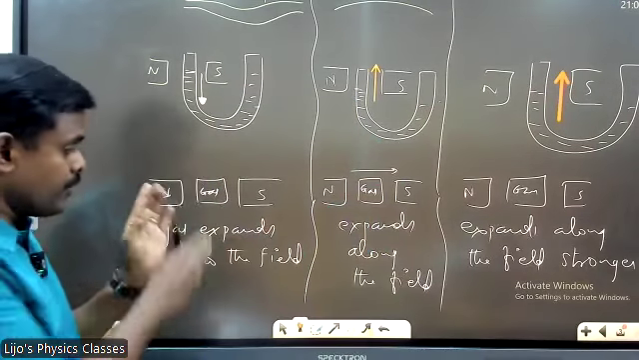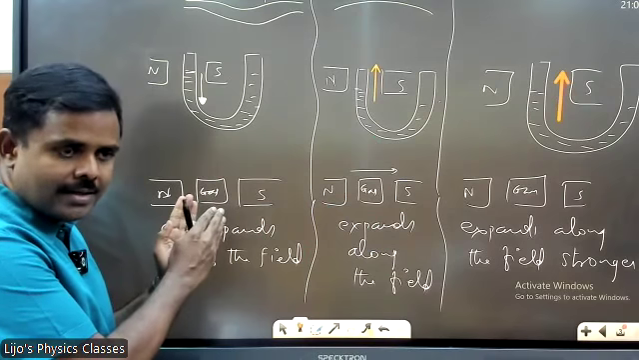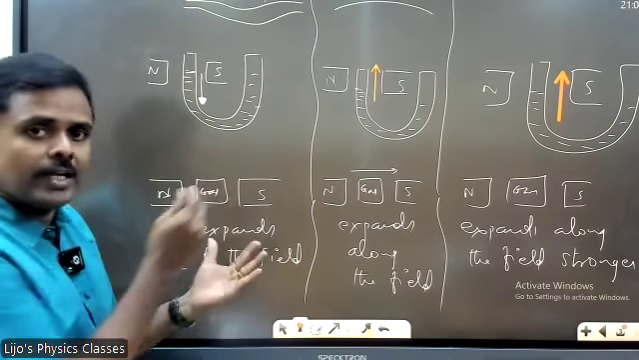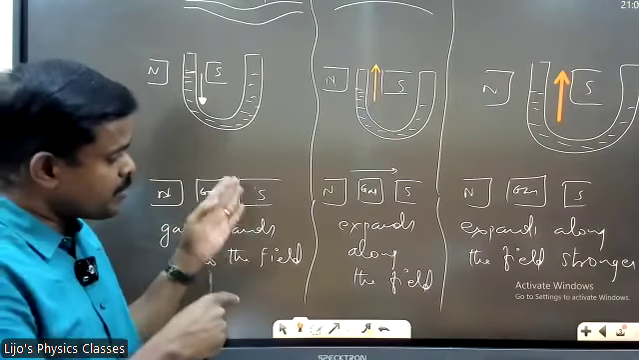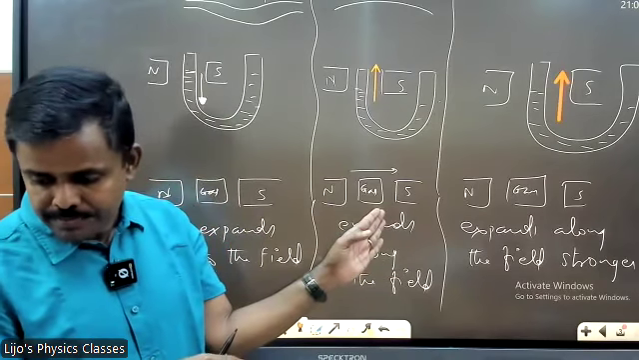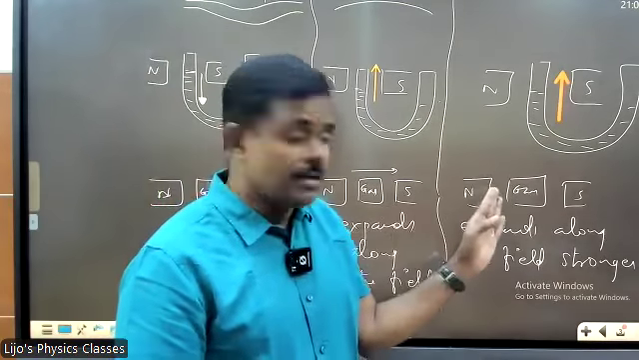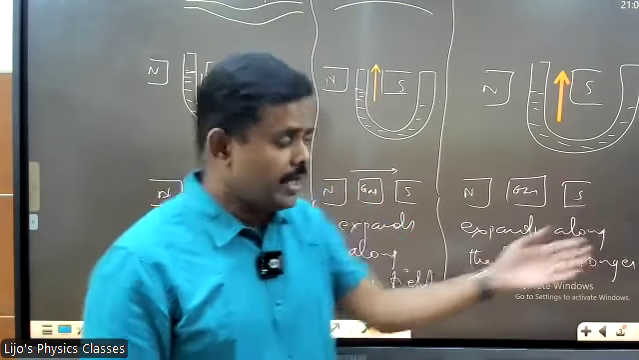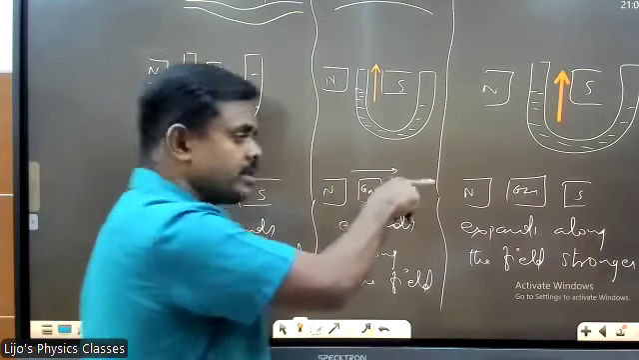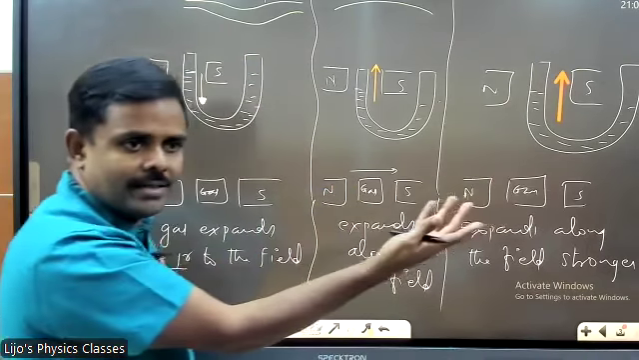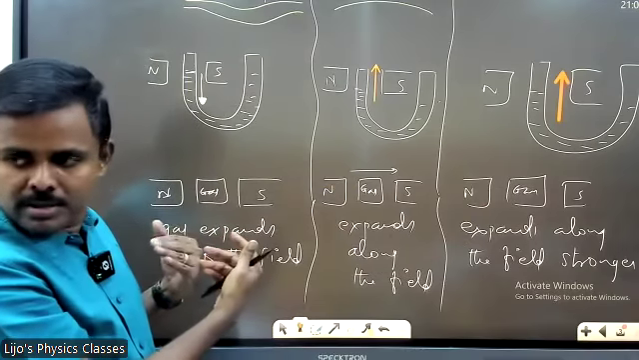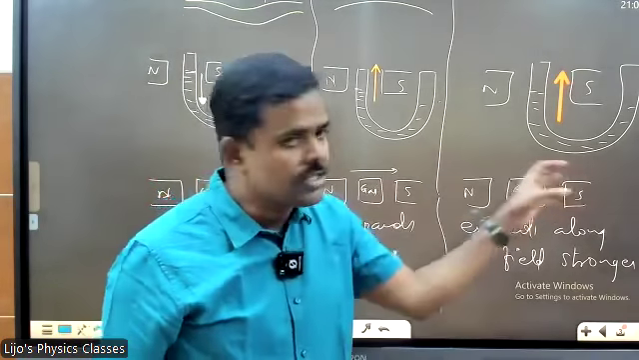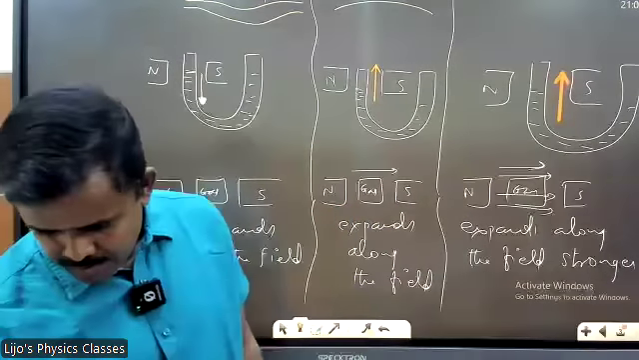So how about this one? If you keep a gas in a chamber inside, and the gas expands perpendicular to the field, out of the field, like this, that must be diamagnetic gas. If it expands along the field, that must be paramagnetic. If it expands along the direction of field in a stronger way, it must be ferromagnetic. Perpendicular, along the direction. That makes sense, right? Because perpendicular means it's going out. Along means it is still trying to stay inside. Correct. Even here it is trying to stay inside. Is that clear now? Okay.